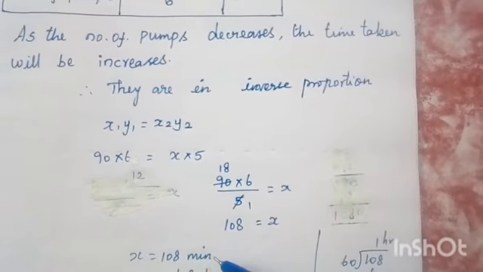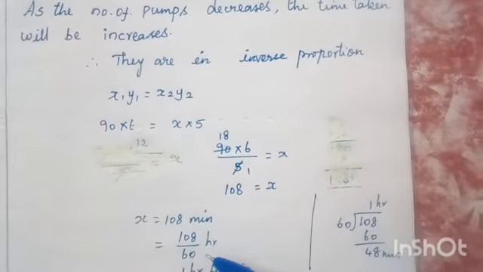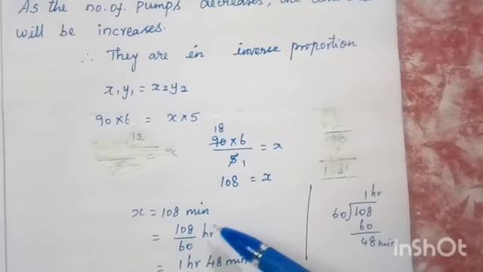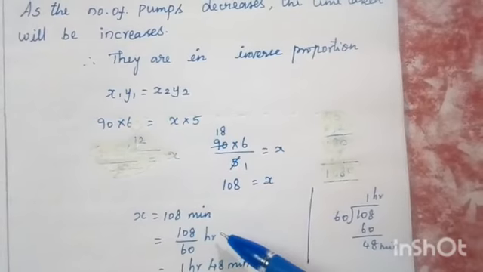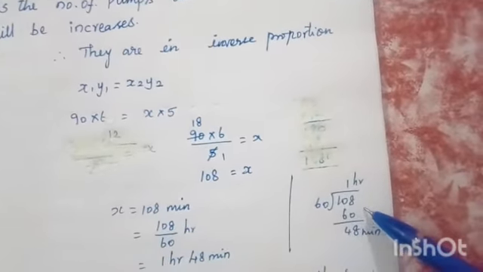So that minute we have to convert as an hour. 1 hour equals 60 minutes, so you have to divide by 60. So 108 by 60 hours. You have to make a normal division.